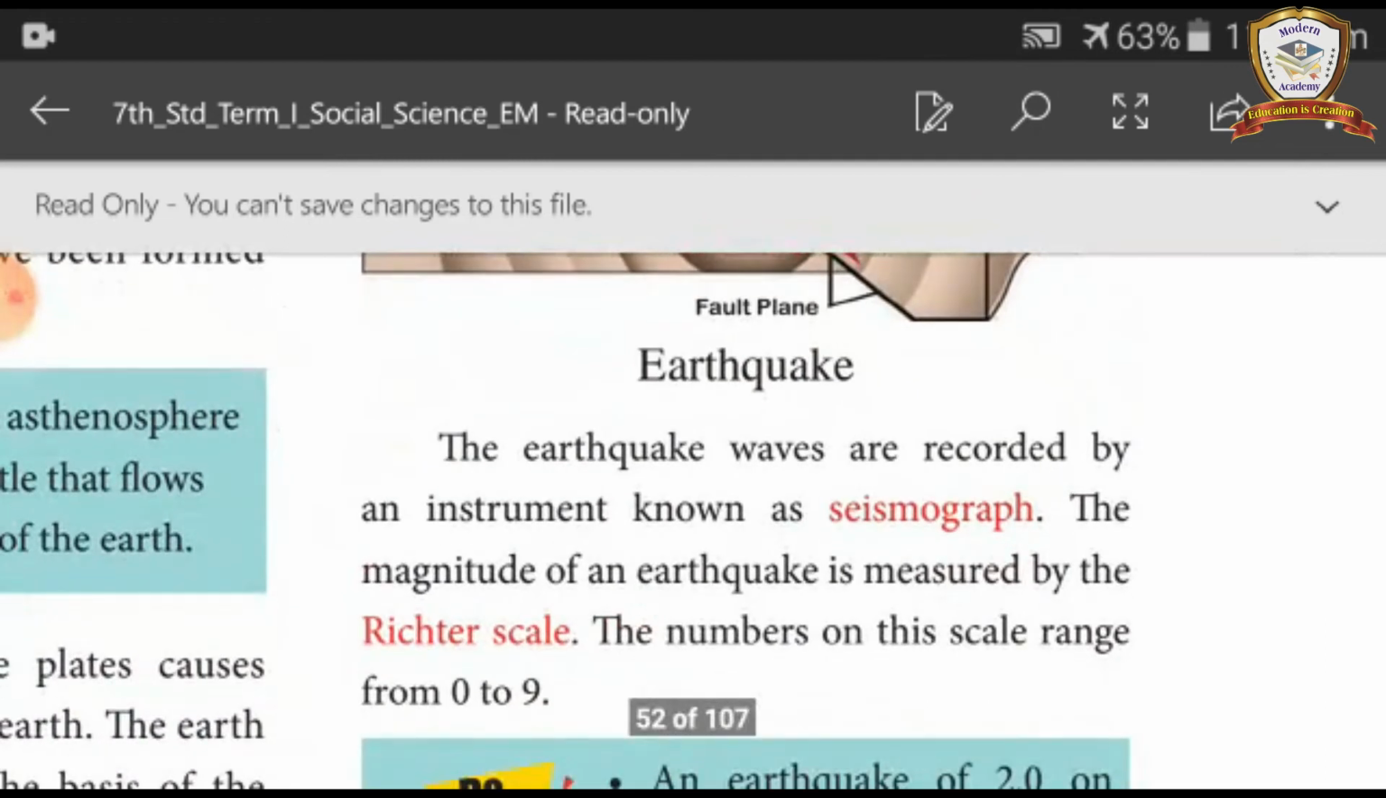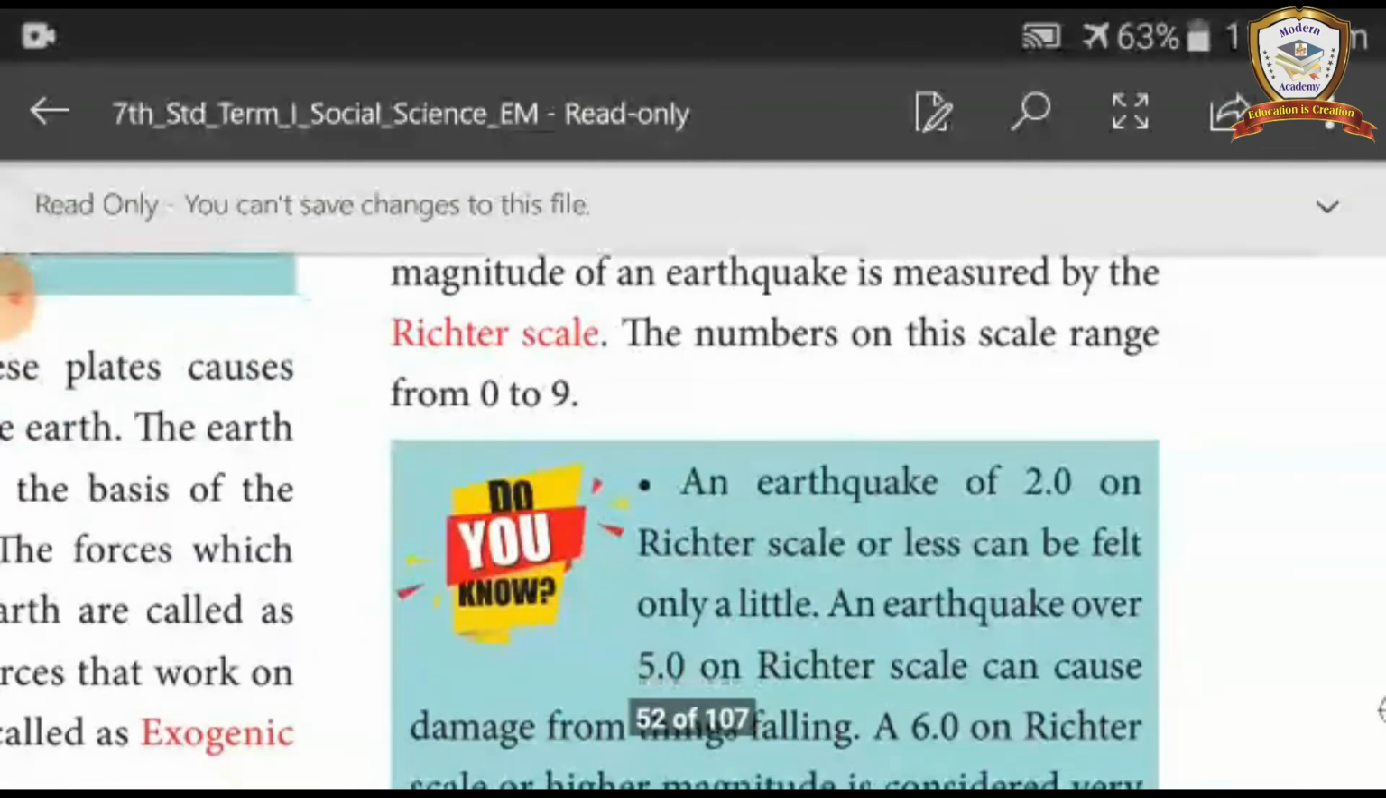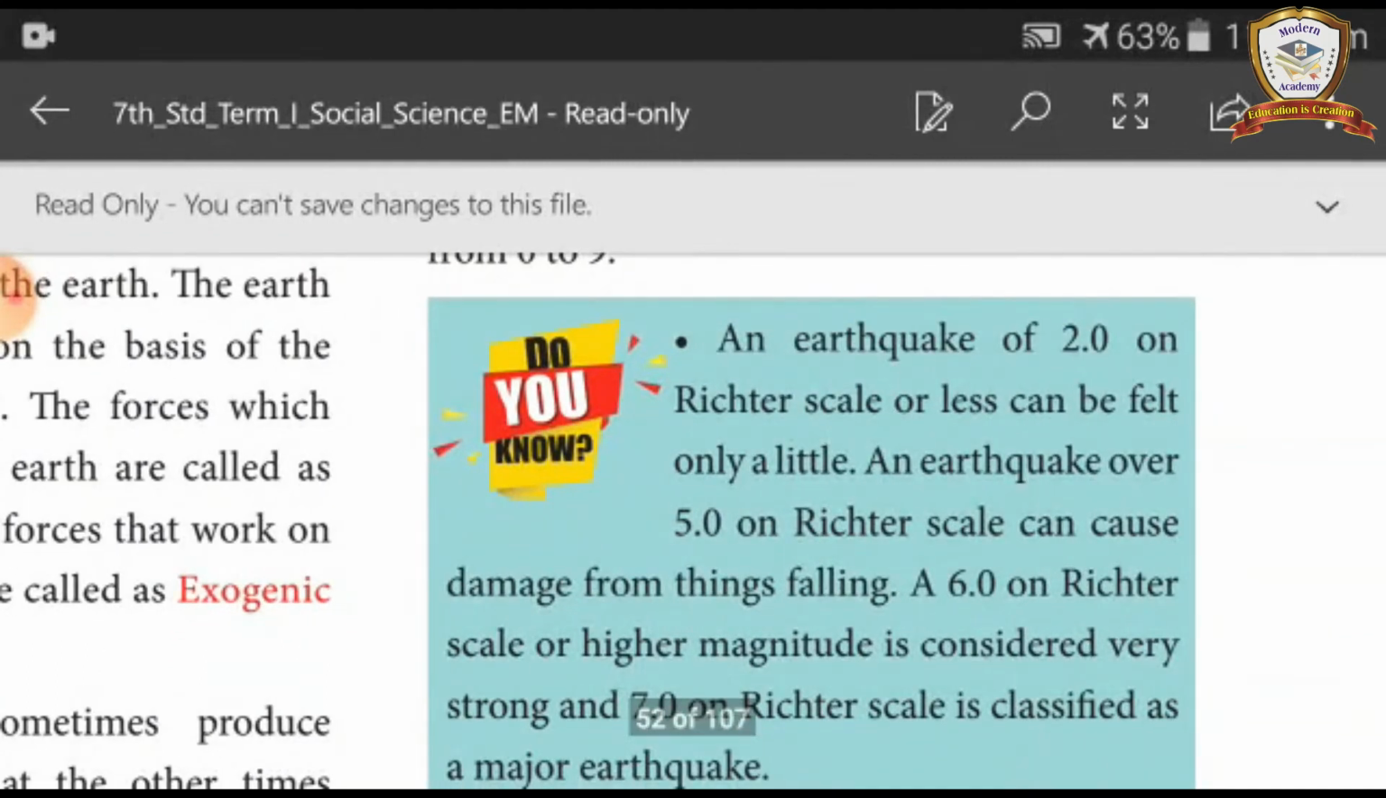The earthquake's waves are recorded by an instrument known as a seismograph. The magnitude of an earthquake is measured by the Richter scale. The numbers on this scale range from 0 to 9. Do you know, an earthquake of 2.0 on the Richter scale or less can be felt only a little.